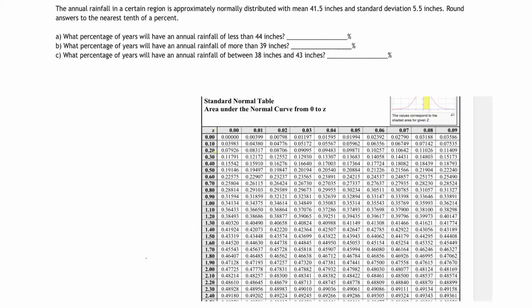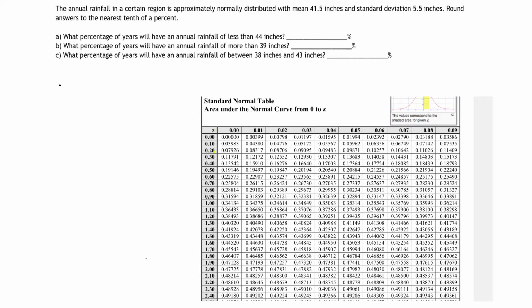The annual rainfall in a certain region is approximately normally distributed with a mean of 41.5 inches and standard deviation 5.5 inches. We are now working the third part to this problem, which is part C. What percentage of years will have an annual rainfall between 38 inches and 43 inches?